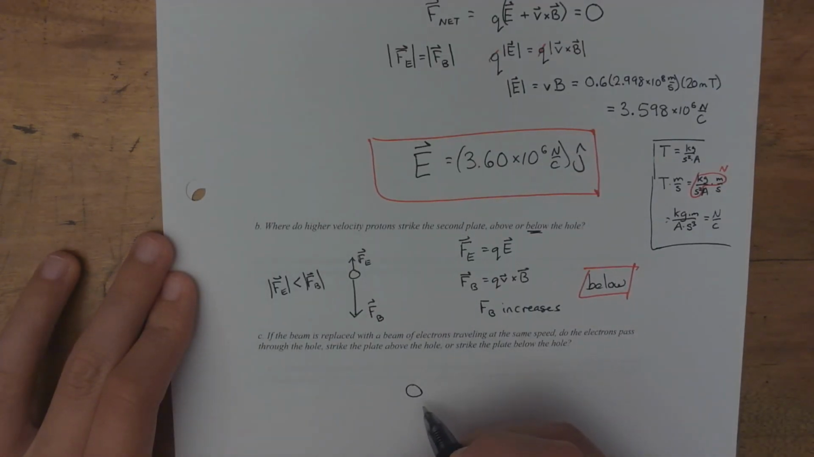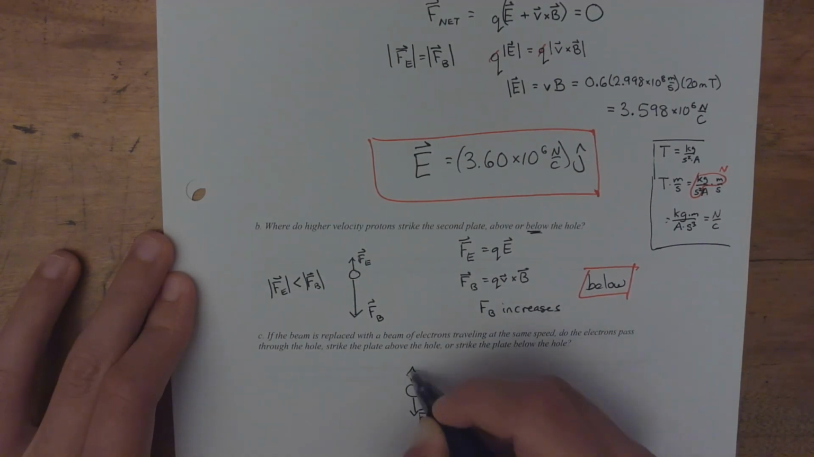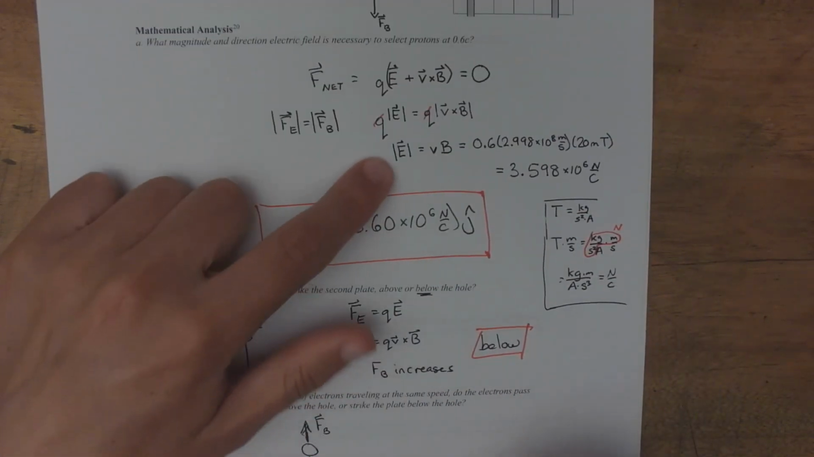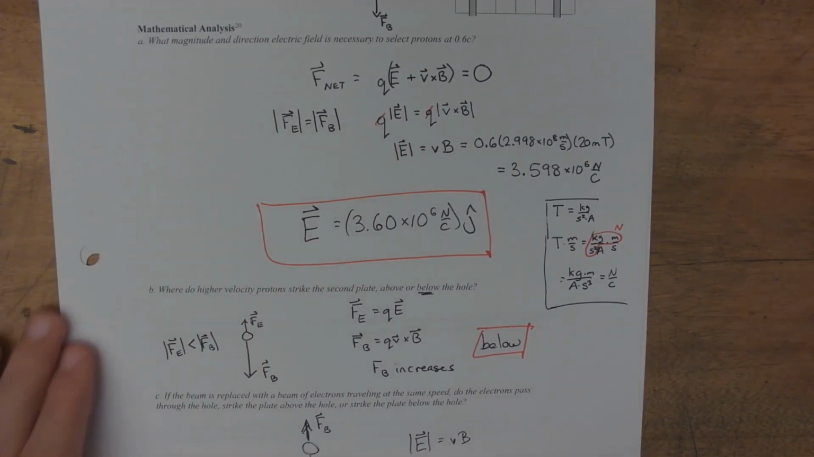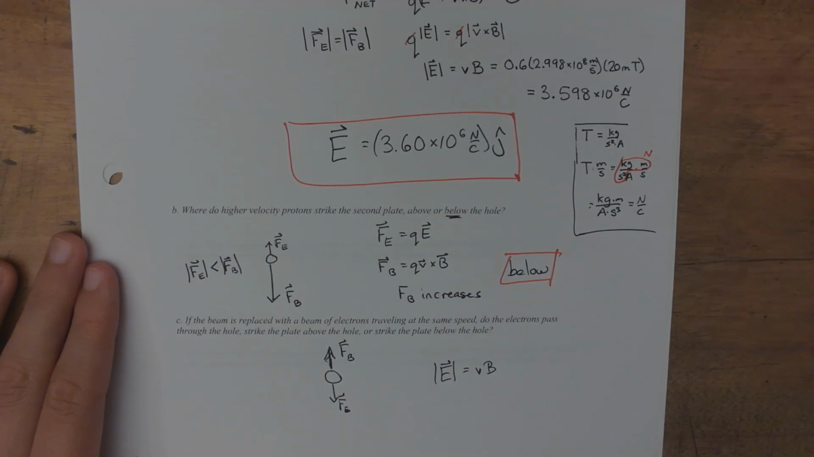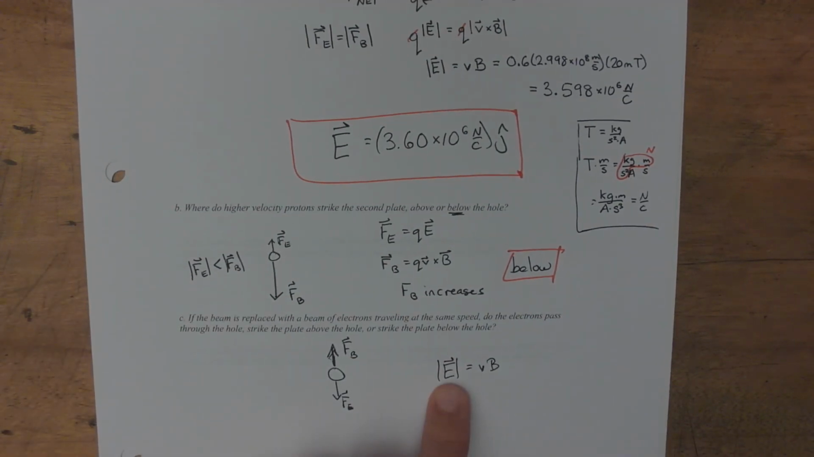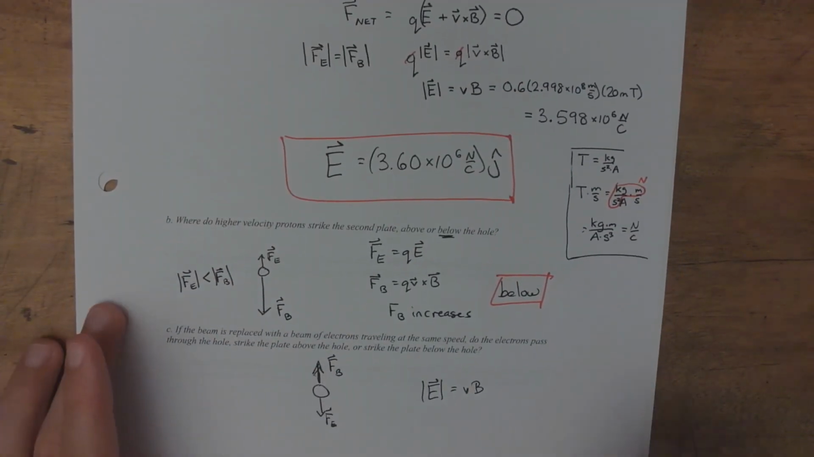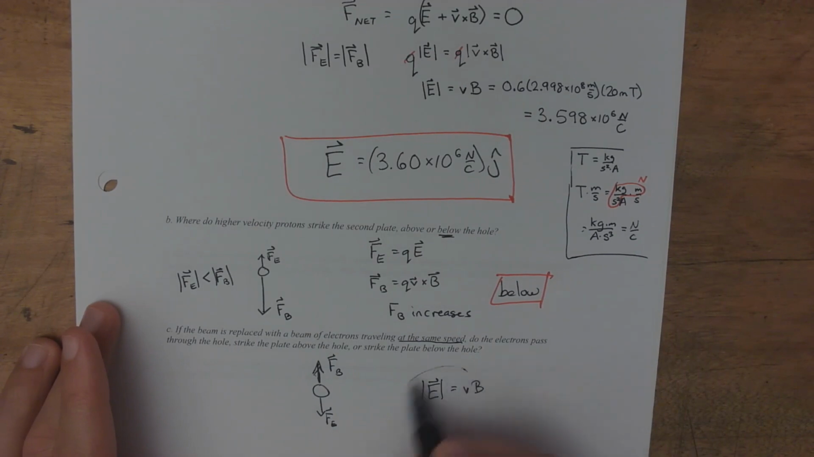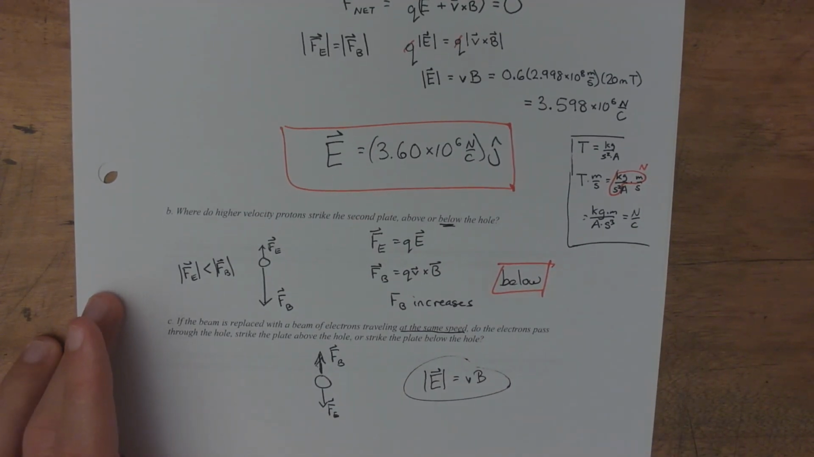So we have now the electric force pointing downwards. We have, it's supposed to be the same size, the magnetic force pointing upwards. But it's still true that the magnitude of the electric field is equal to V times B. And the electric field is what it is. It doesn't depend on whether it's an electron or a proton. The magnetic field is still 20 milliteslas. So if the electrons are traveling at the same speed, then nothing changes here.